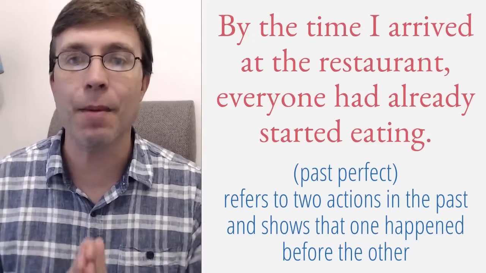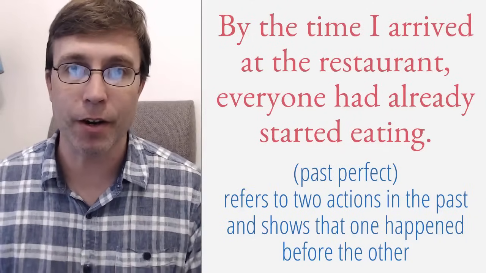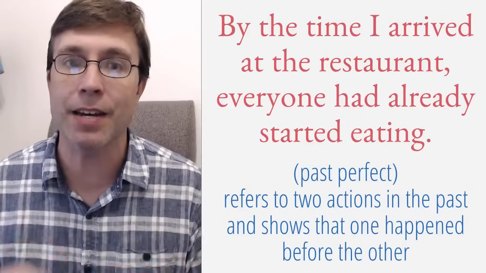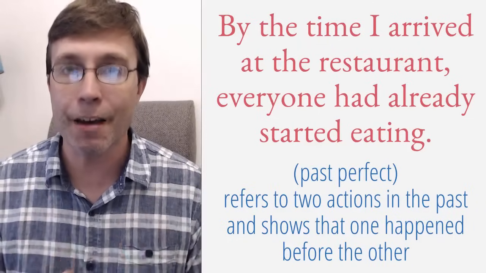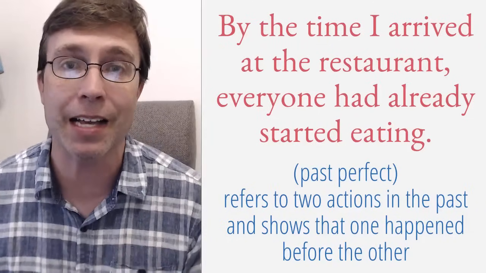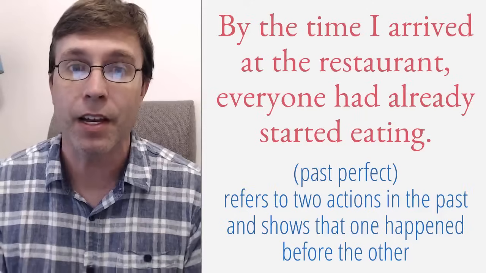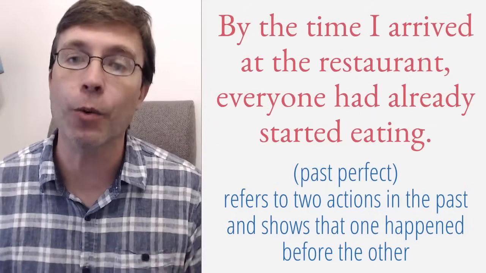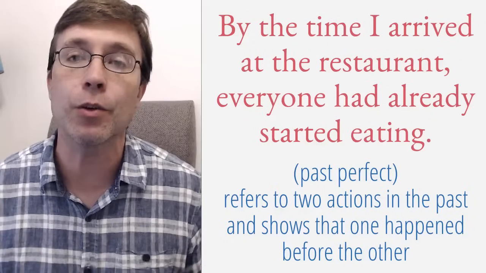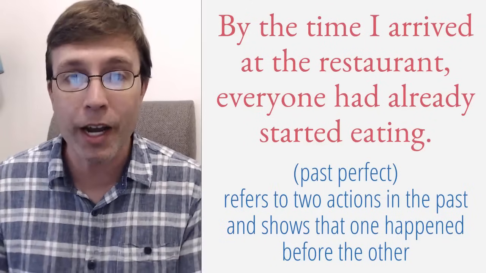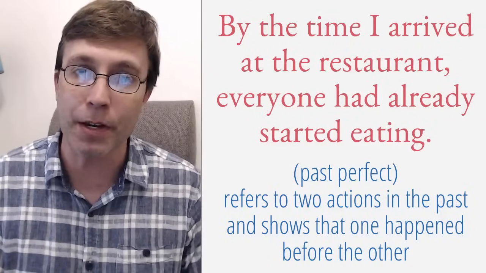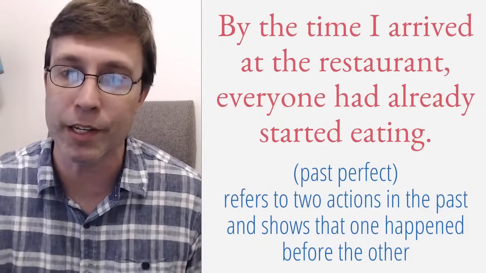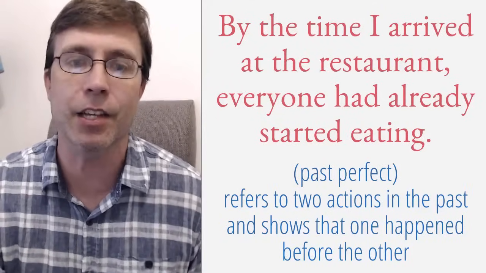So by the time I arrived at the restaurant, all right, this is my dependent clause. This is my adverb clause, and it is in the past, the simple past, arrived. So what happened before that? Everyone had already started eating. I'm going to use the past perfect. So before I arrived, something else happened, which is everyone had already started eating. C is the correct answer.